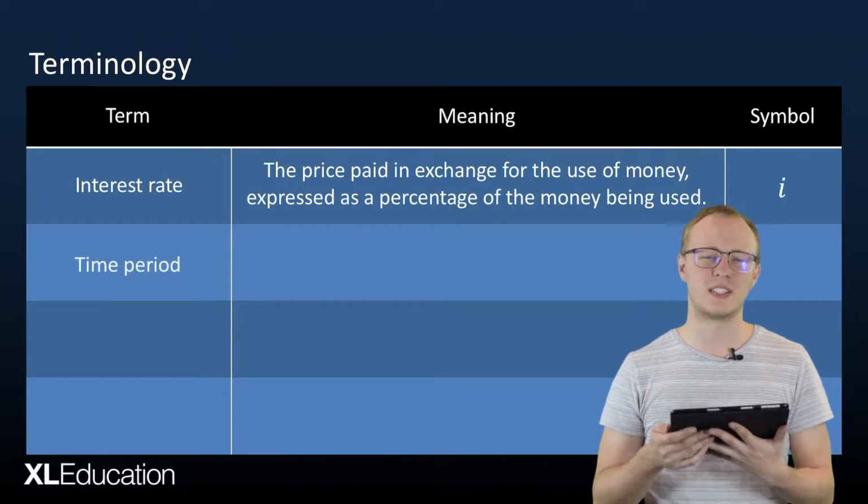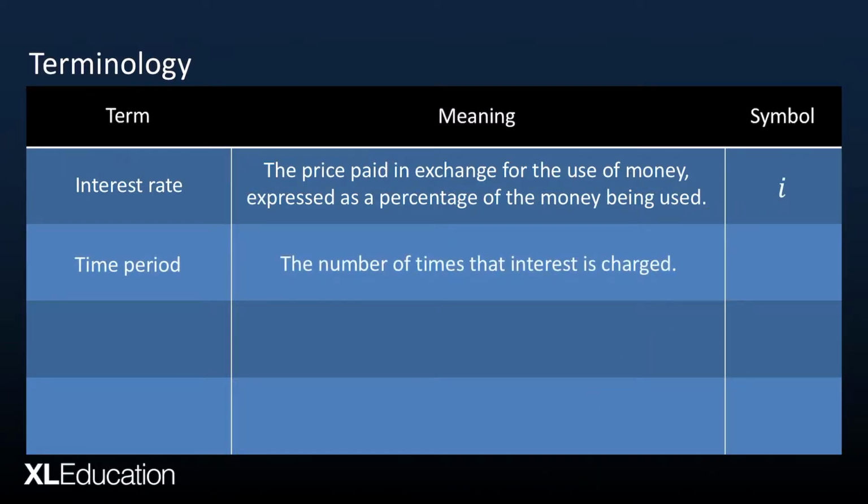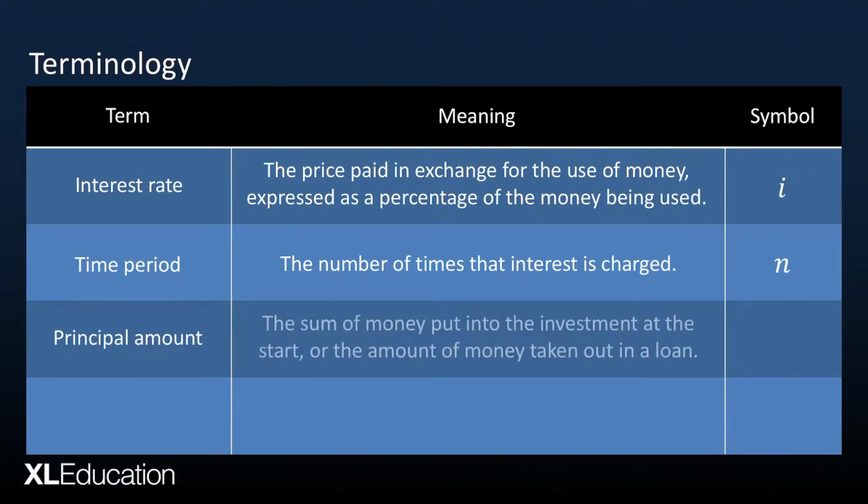Then we've got the time period. And the time period is the number of times that interest is charged. And that we are going to use the symbol N for. Then there's the principal amount. And that is the sum of money put into the investment at the start, or the amount of money taken out at the start of a loan. So it's the amount at the start, and we're going to use P for that.